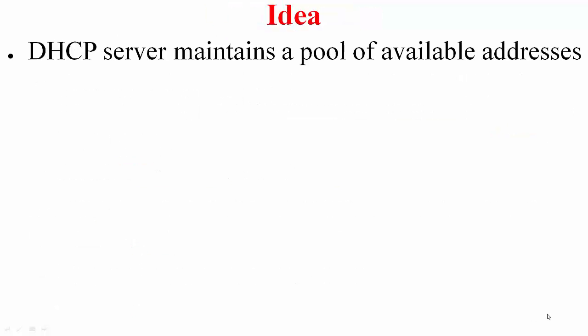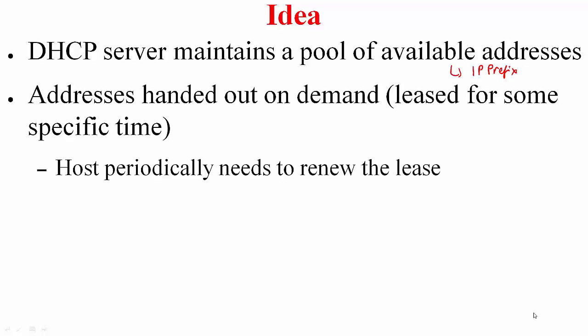So we have a server called the DHCP server that maintains a pool of available addresses. These addresses come from the IP prefix that is assigned to the particular organization. How to allocate to individual subnets we will see shortly, but typically these addresses from this pool are handed out to a host based on demand. That is, they are leased for some specific time. And the hosts periodically need to renew the lease.